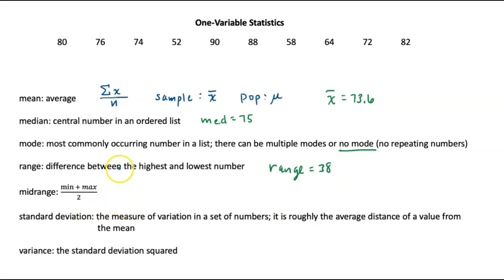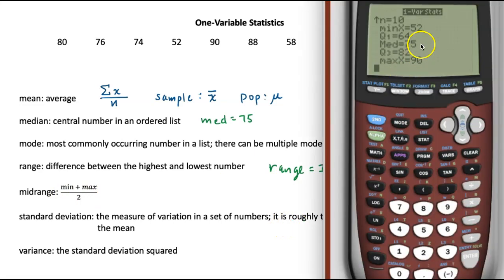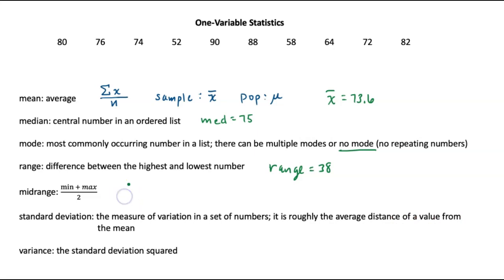As for the mid-range, which is different than the range, we're just taking that same min and max, which we found to be 52 and 90, adding those two values together and then dividing by 2. So adding 52 and 90 and dividing by 2, I know that 142 divided by 2 is 71. And so the mid-range is 71.